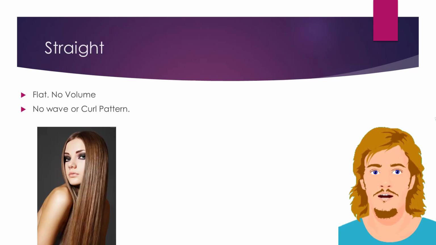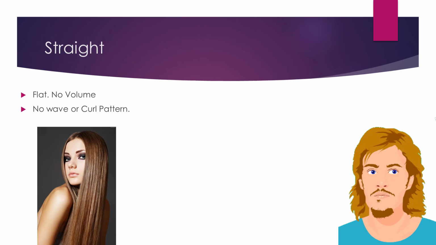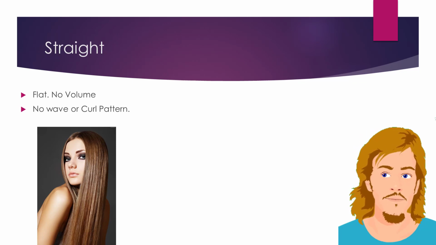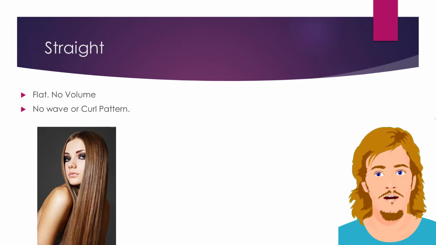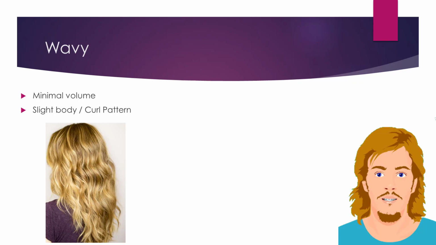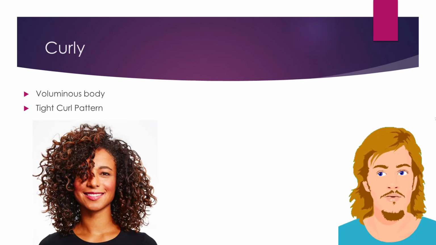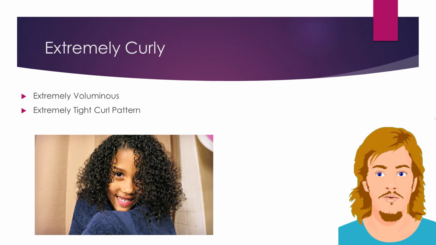Wave patterns, such as straight, wavy, curly, and extremely curly hair, can have a huge impact on your haircut. Straight hair has no volume, wave, or curl pattern. It is very flat, and hugs the head shape. Wavy hair has a minimal amount of volume, with slight body. Curly hair is voluminous, with a tight curled pattern. Extremely curly hair is extremely voluminous, with an extra tight, or kinky curl pattern.